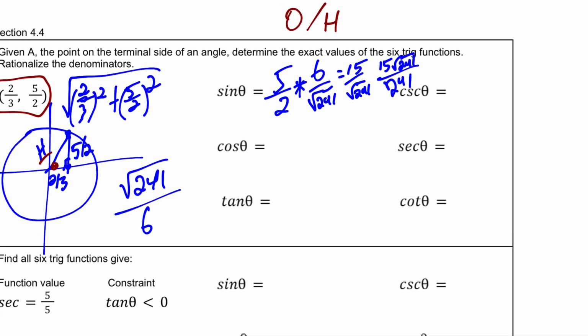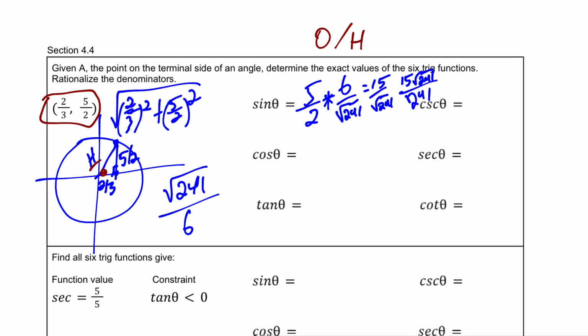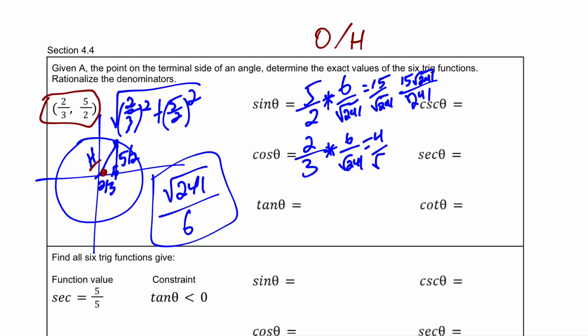All right, let's try cosine. It's going to be a similar thing. We'll have 2/3, and we would divide by our radius. But instead, let's multiply by the reciprocal. On the top, we have 6 times 2 is 12, divided by 3 is 4 over root 241. If we rationalize the denominator, we have 4 root 241 divided by 241.